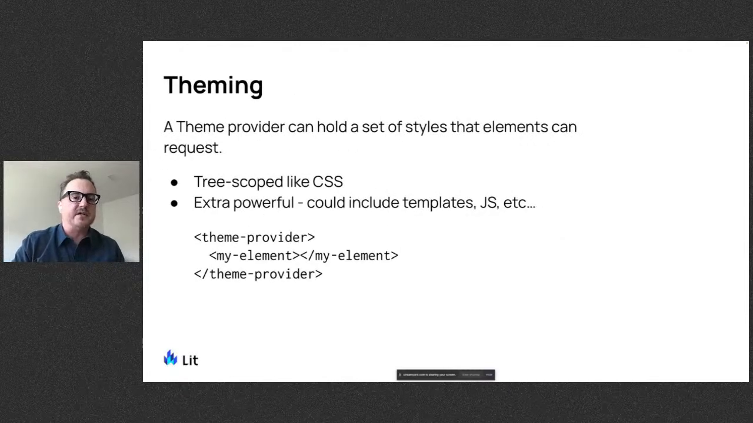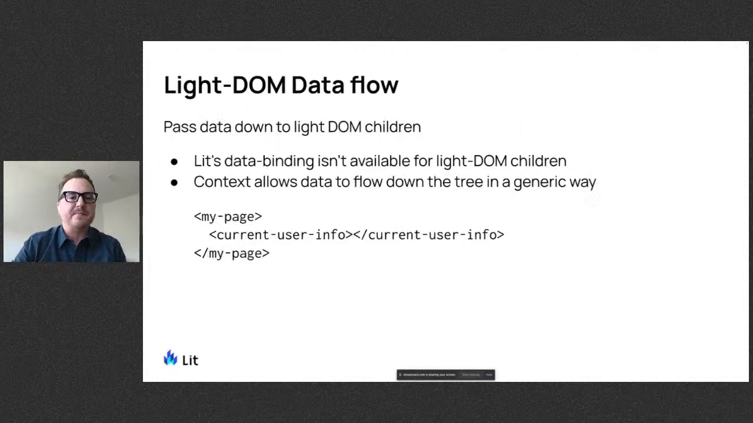Theming is an interesting case. Context behaves a little bit like CSS inheritance in that the values inherit down the tree. So for things that you can't do in CSS, like if your theming needed to include extra templates or some JavaScript or something, you could have a theme provider provide these bits of behavior and style to components down the tree. Another interesting one is light DOM data flow. So some people have made projects where they want their users to be able to kind of construct UIs and interesting object graphs just with HTML.